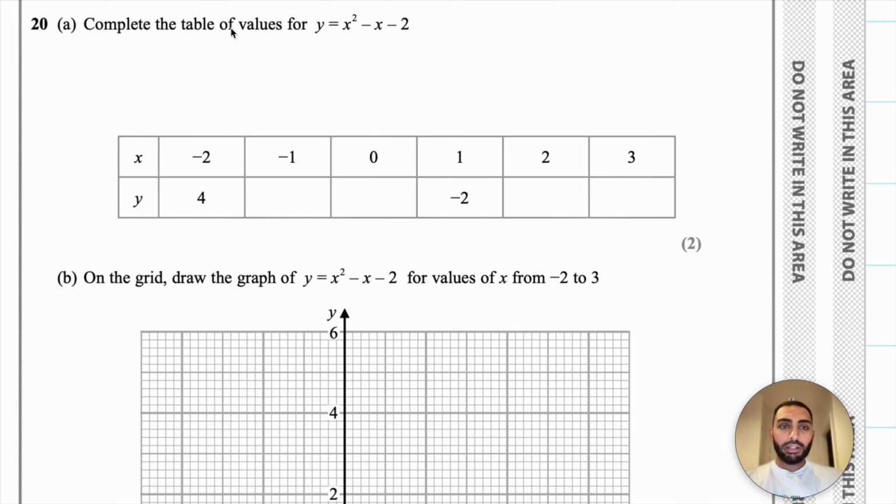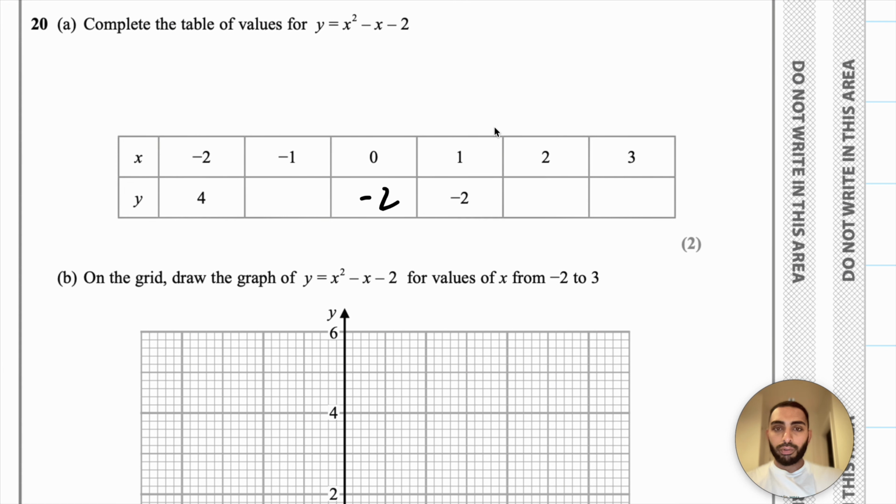Question 20. Complete the table of values for y equals x squared minus x minus 2. They've already put some other values in. I'm going to start with 0 and look at my positives first so that I avoid making mistakes. For 0, it's quite easy. I'm swapping this x and this x with 0. So I've got 0 squared, which is 0, minus 2. So all of that bit will cancel out. And then I'm just left with this minus 2. Easy way to do it is it will always be just this number on its own.